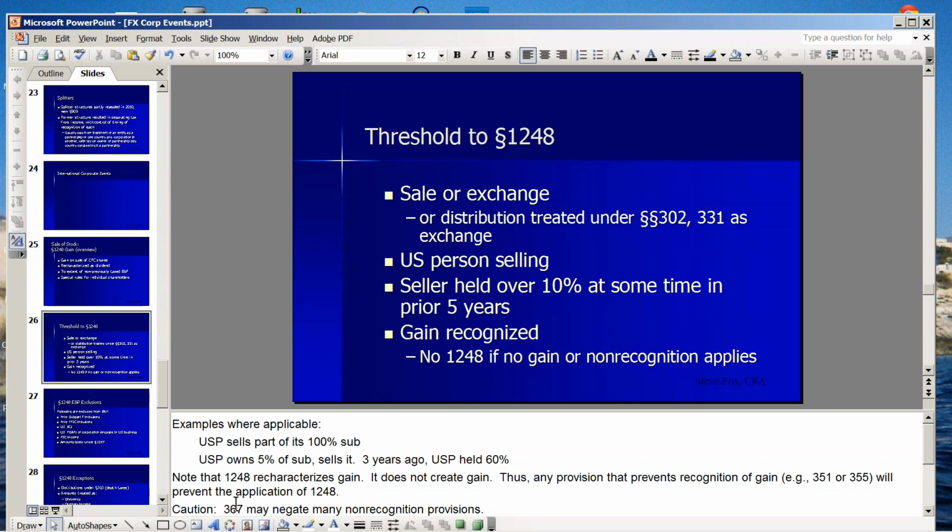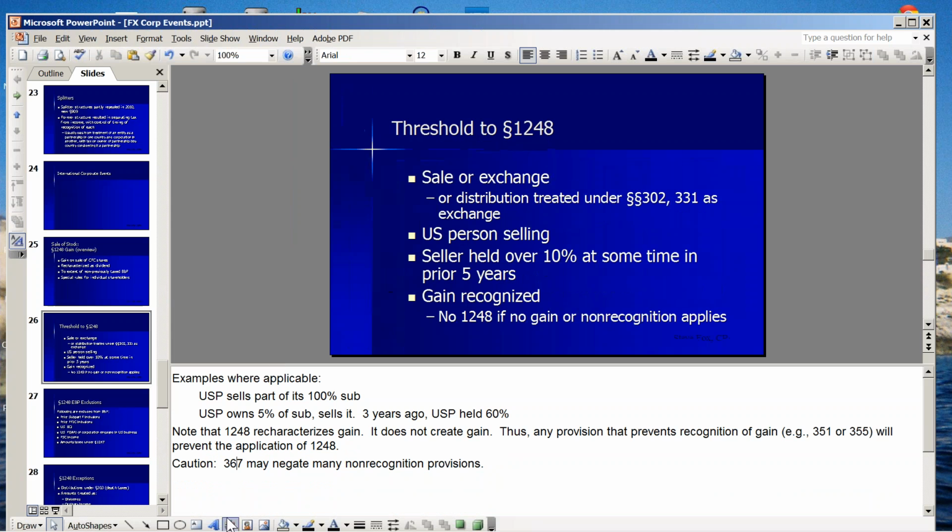Now, I'd use caution here. We're going to talk about a really nasty section in a little while. Section 367. Now, 367 doesn't directly impact 1248. However, 367 may get rid of your non-recognition provision. Now, that's not necessarily a bad thing if I'm going to bring in a bunch of foreign tax credits. So we got to think about that.